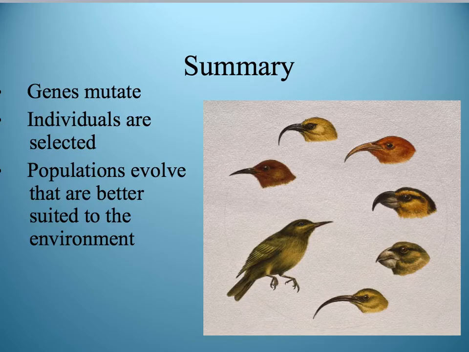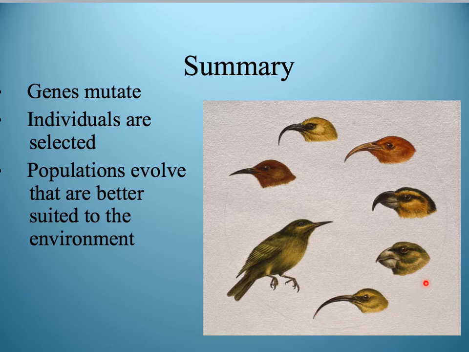Quick summary: genes mutate, right? There's some type of genetic mutation. Individuals are selected for because they're able to be fitter with that particular mutation. It's a beneficial mutation, and populations evolve that are better suited to their particular environment. So you end up with birds here in different environments that are selected for to get whatever food they need with their particular beak shape. All right? And those with the best beneficial beak shape are those that survive.